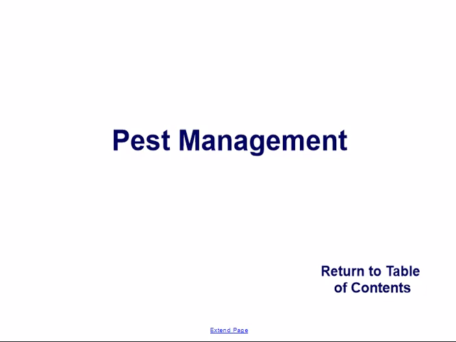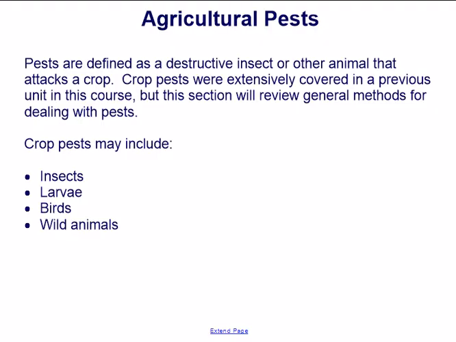Pest management. Agricultural pests. Pests are defined as a destructive insect or other animal that attacks a crop. Crop pests were extensively covered in a previous unit in this course, but this section will review general methods for dealing with pests. Crop pests may include insects, larvae, birds, and wild animals.